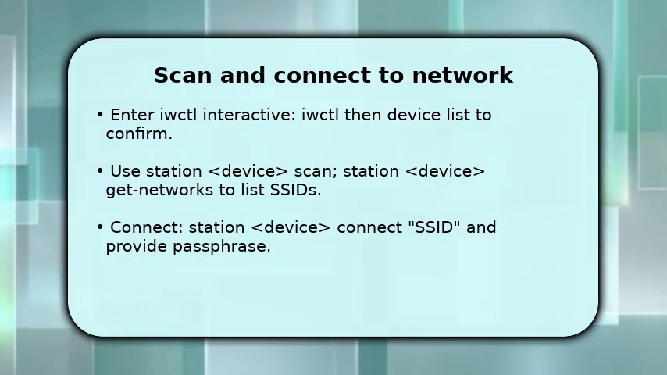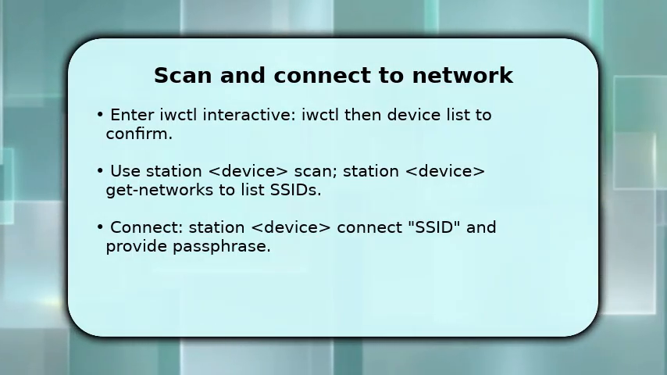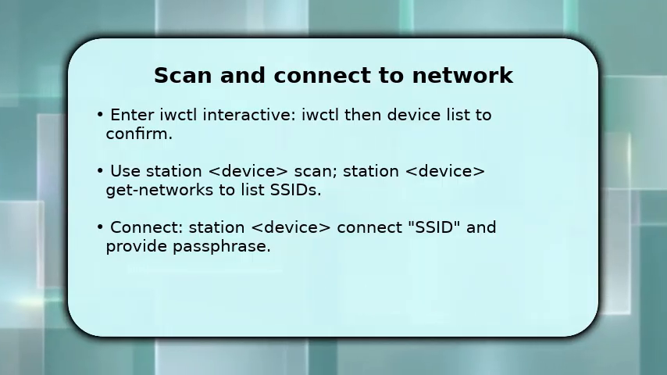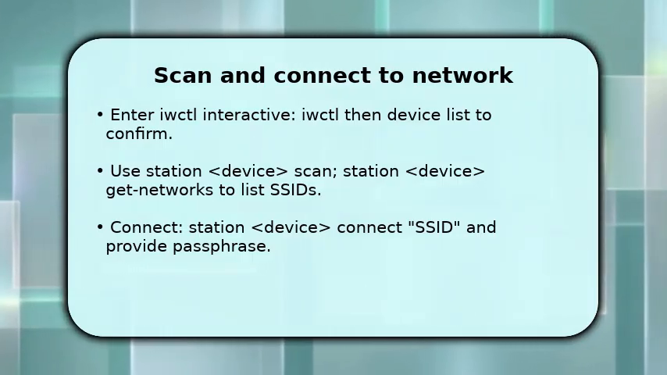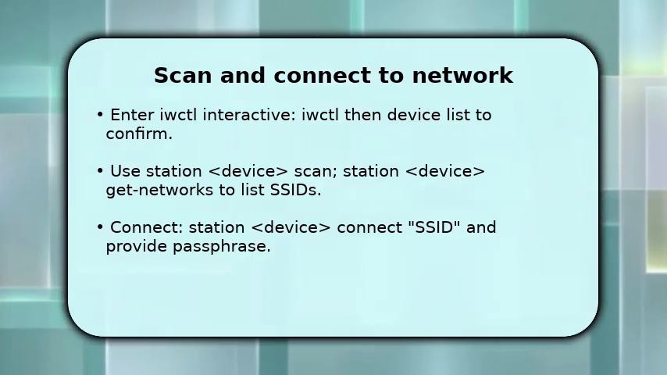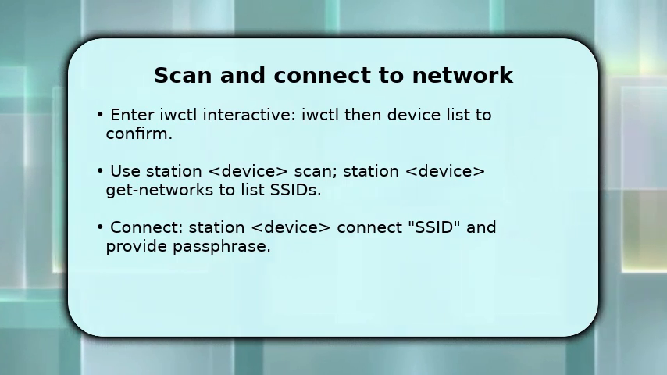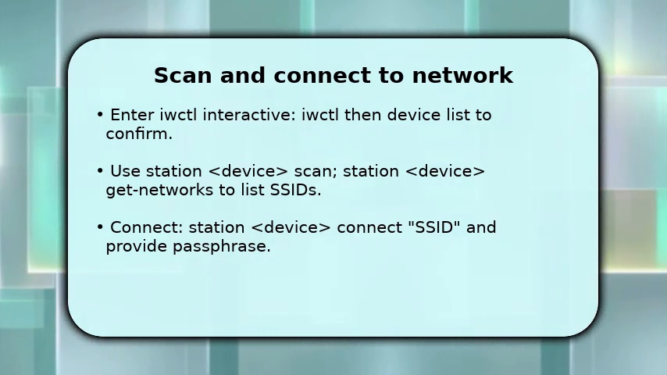Choose the SSID and run station device connect SSID. You will be prompted for the passphrase. After a successful handshake, iwctl shows the IPv4/IPv6 status. Make sure DHCP assigns an address.